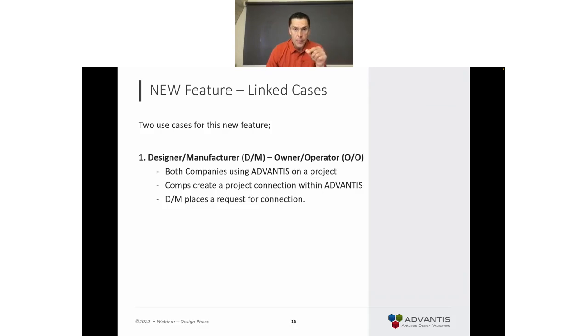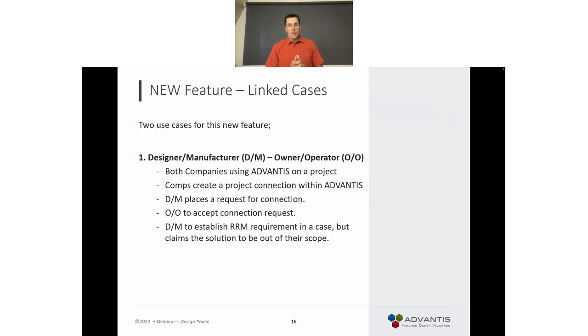How this works is the designer manufacturer places a request for connection. The owner operator has to accept that connection, and then that connection is established. At that point, the designer manufacturer can, in any of the cases, establish the risk reduction requirement on a case and then say, look, the solution is out of my scope. I don't provide the fence. So you, Mr. Customer, have to deal with that. So he selects the connection, the other side of the connection, and then that automatically gets transferred to the owner operator. So now, provided by others, select the project.